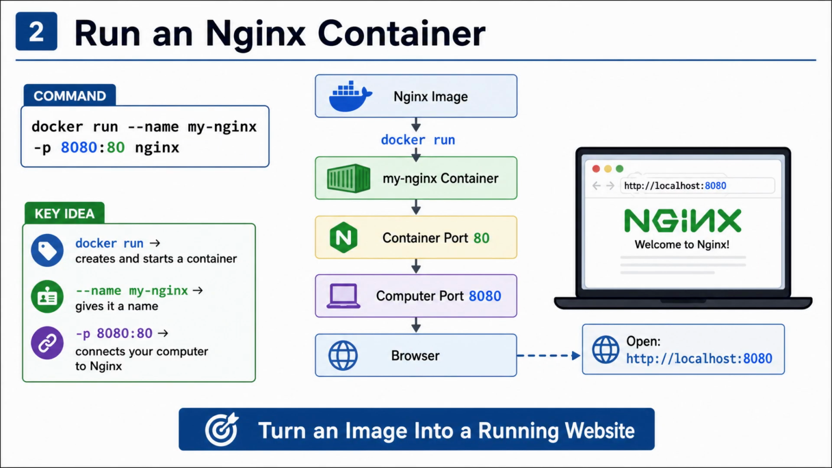Once we have the Nginx image, we use docker run to start it as a container. Here, port 8080 on our computer connects to port 80 inside Nginx. When we open localhost port 8080 in the browser, we can see the Nginx website.